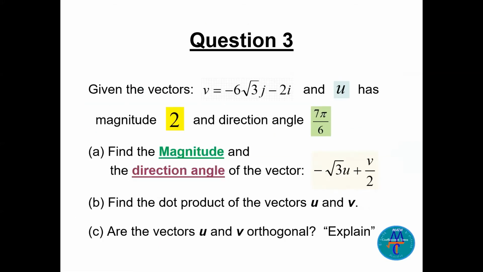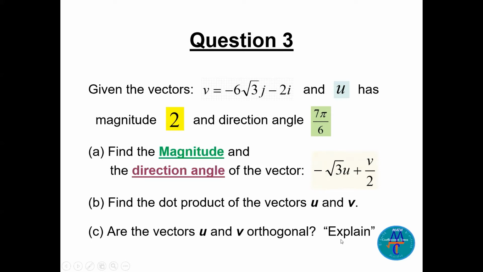Given the vectors v equals minus 6 square root of 3 j minus 2 i, and vector u has the magnitude 2 and direction angle 7 pi over 6. There are 3 parts here. Find the magnitude and direction angle of the vector minus square root of 3 u plus v over 2. Find the dot product of the vectors u and v. Are the vectors u and v orthogonal?